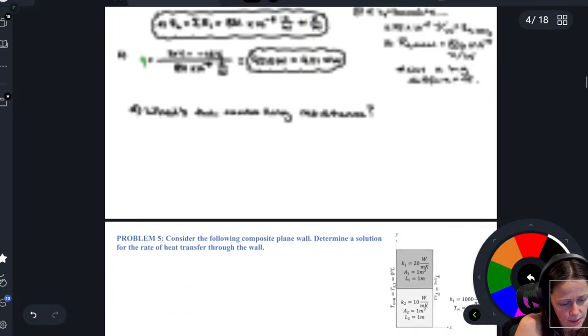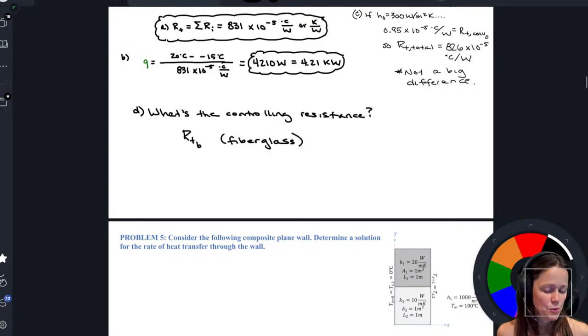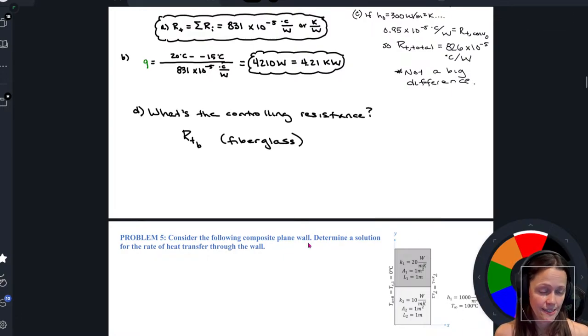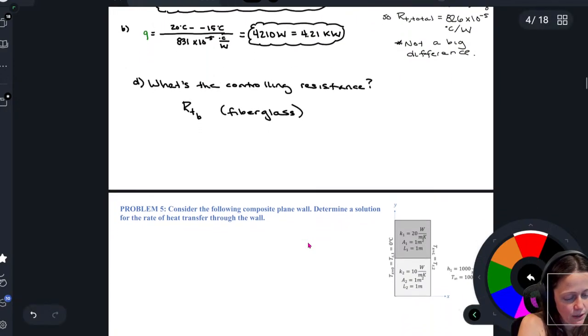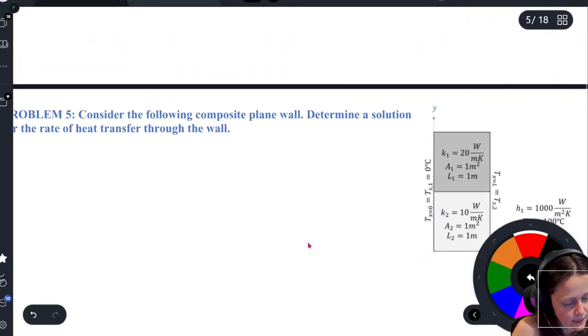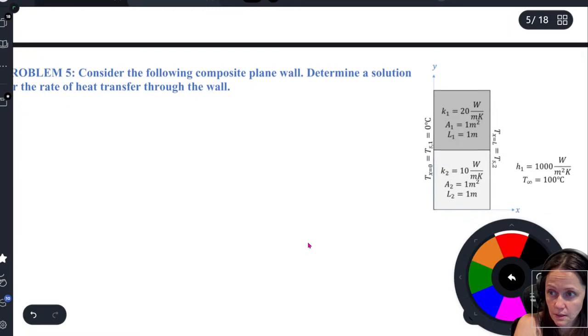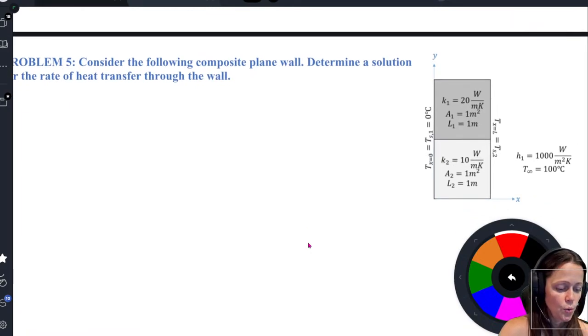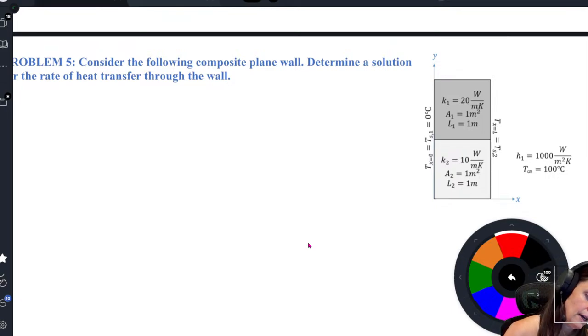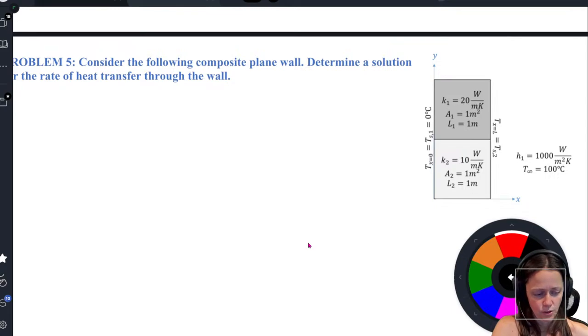Make it so we can see as much as we can. All right, so we have a composite wall, but we have two isotherms. One is at X equals zero, and one is at X equals L. So I'm going to zoom in here. Hopefully you got what you need. If not, you could go back later. There we go. Okay. So we have one isotherm at X equals zero, and that's 0 degrees. And then the other one, I don't know what that temperature is at X equals L, but I do see that I've got some convection going on the right-hand side, and that's at 100 degrees.